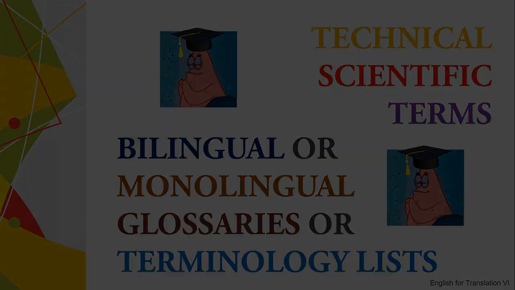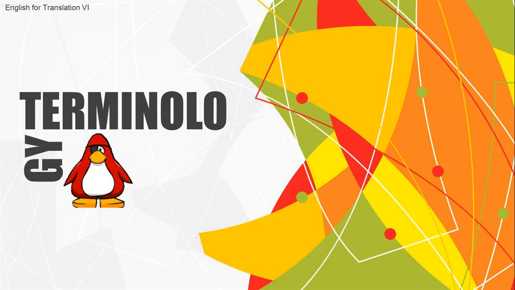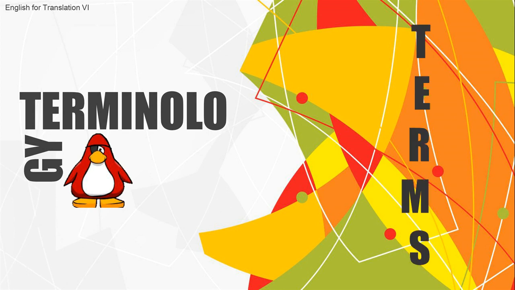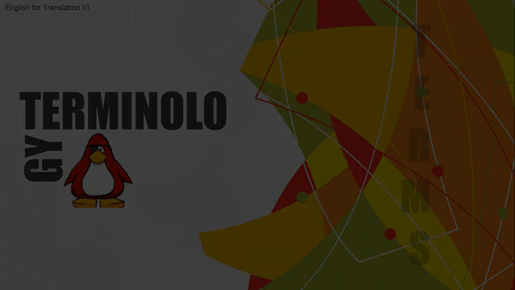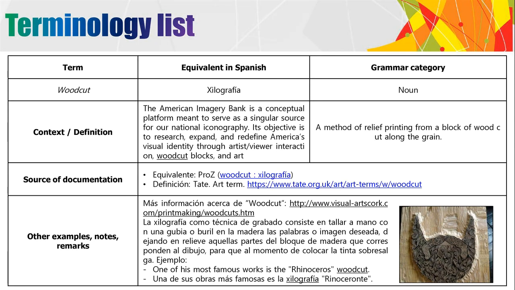This vocabulary is called terminology, and the different words that are used in the documents from specific areas are called terms. So let's explain in a better way some of the characteristics of terminology using a bilingual terminology list from Spanish to English of the subject of art and specifically visual arts.